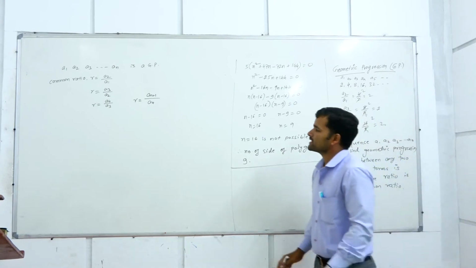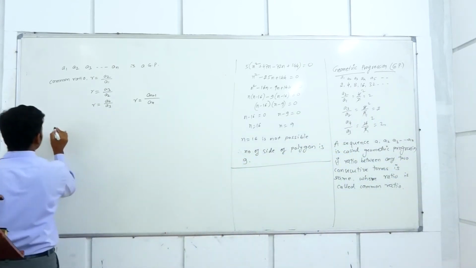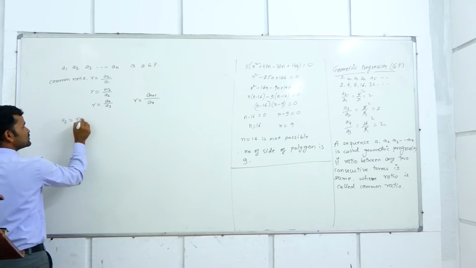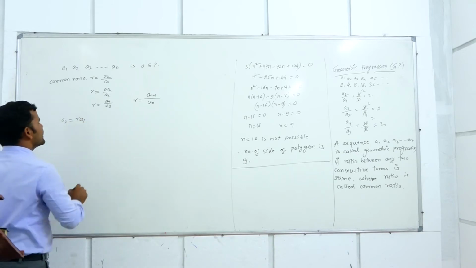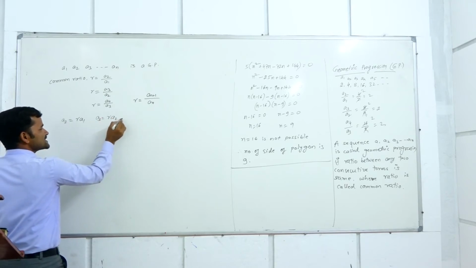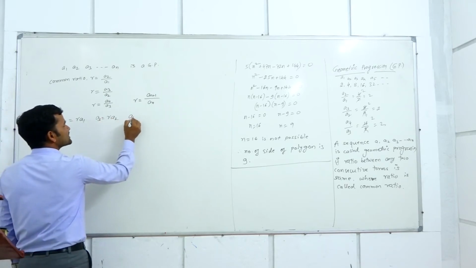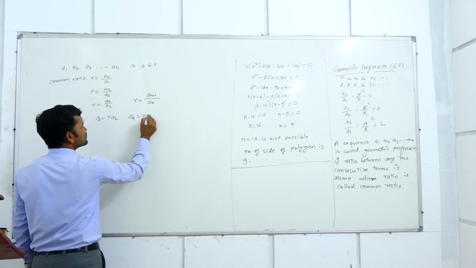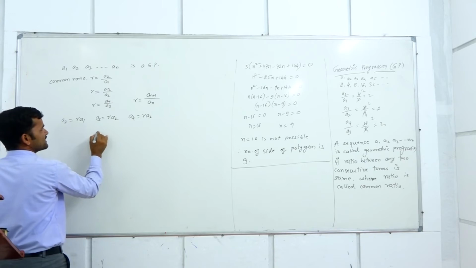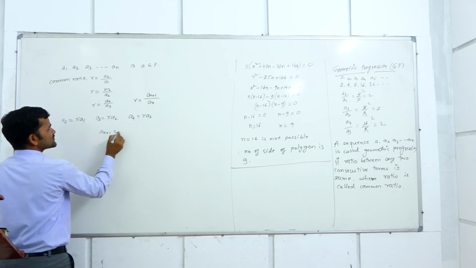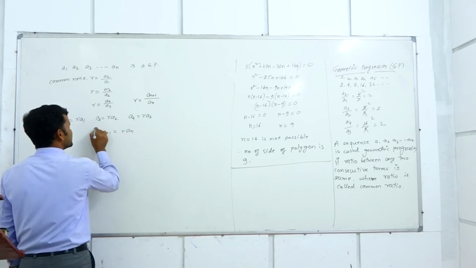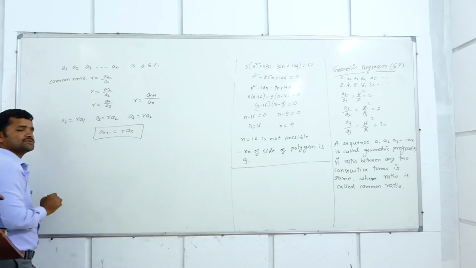So here what I can write? We can write here second term is common ratio into first term, and then third term is common ratio into second term, fourth term is common ratio into third term. In general we can write n plus 1th term is equal to common ratio into nth term. This one you should know.